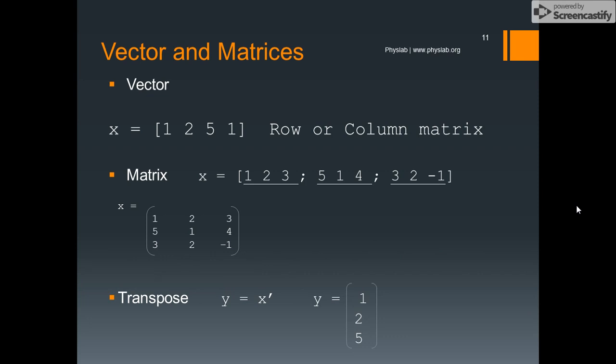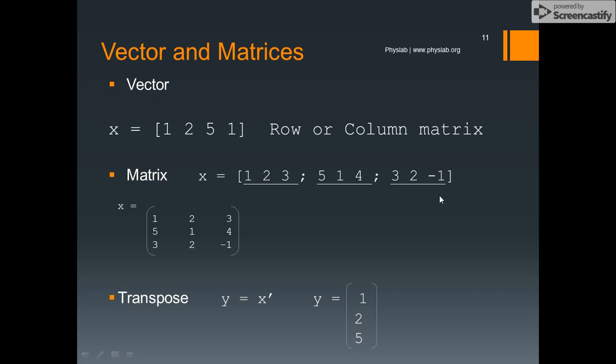So here we can see that we have declared a variable x equals square bracket, then a number, then a space, then another number, a space, a number, a space, a number. This itself is a row matrix. If it was in a vertical state, for example, 1 up, then 2 down after pressing enter, you had 1, 2, 5, and 1. That would be a column matrix. So this is how we declare a vector.